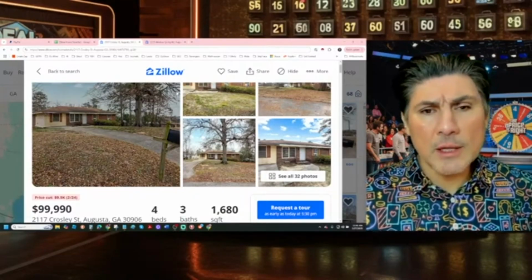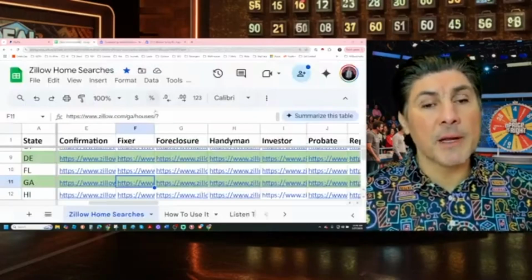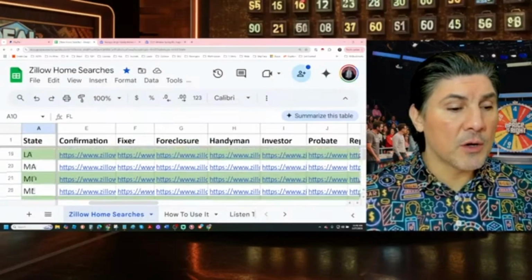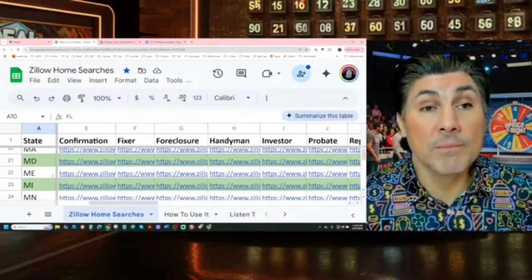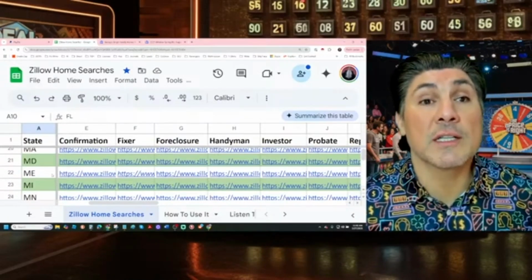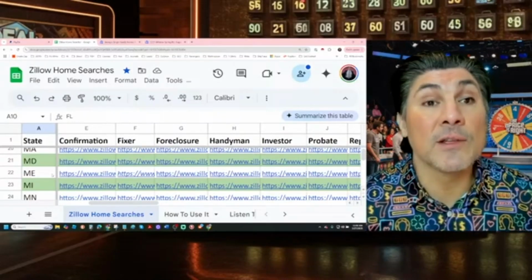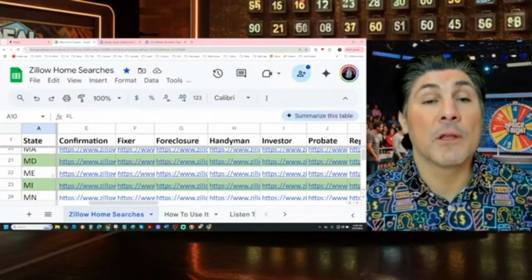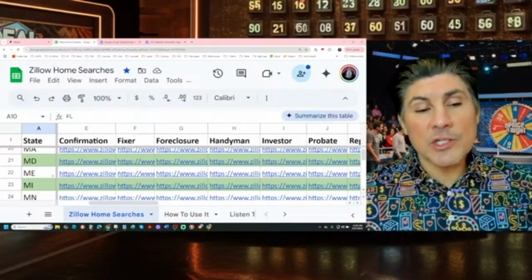Okay, let's go to the next one now. I'm going to go back to the spreadsheet. This time I'm going to pick a different state. This time I'm going to go with non-disclosure states. Let's talk about that. Comping non-disclosure states can be challenging because sites like Zillow and Redfin do not have to put what they sold for, because it's non-disclosure. So let's just do a non-disclosure.